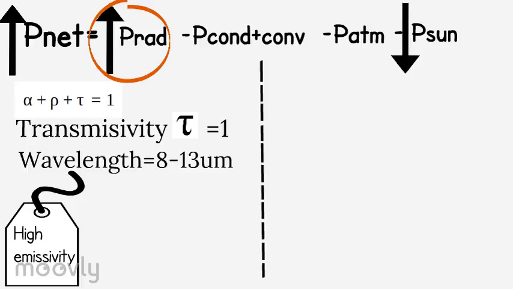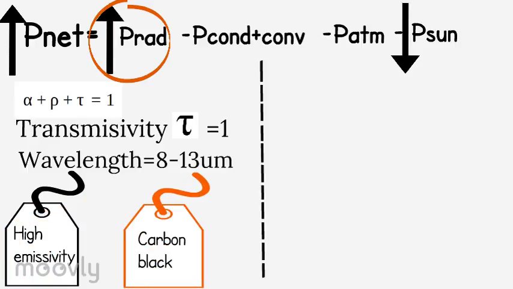Currently, carbon black is a good candidate because it has a very high emissivity between 8 to 13 micrometer wavelength. In addition to maximizing emitted power, it is also important to decrease the amount of power absorbed by the roof from the sun. According to the equation that you see, the solar power is equal to absorptivity times radiation. In order to reduce solar power, P sun, we can minimize absorptivity alpha.